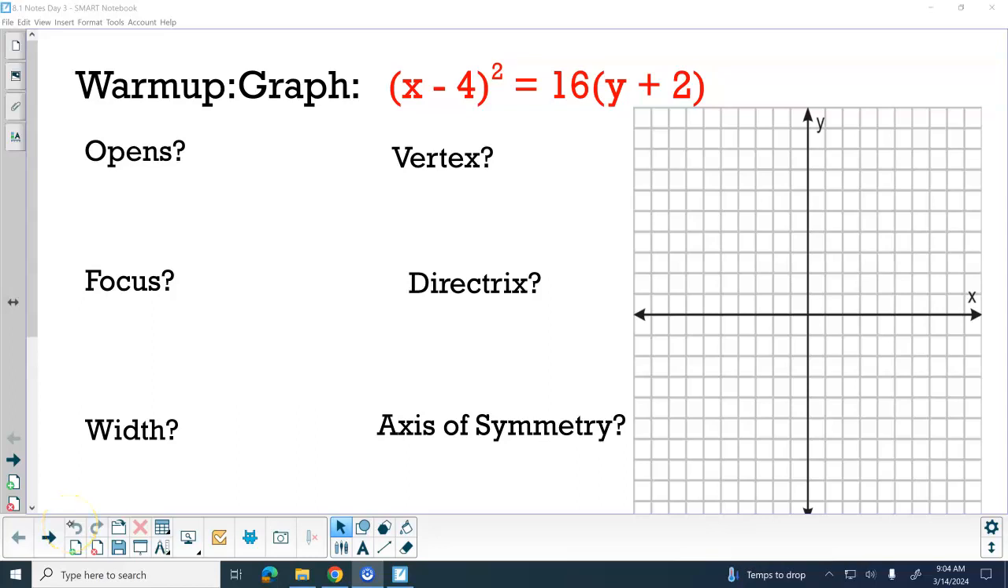So we're going to warm it up with a graph. Graph (x − 4)² = 16(y + 2).